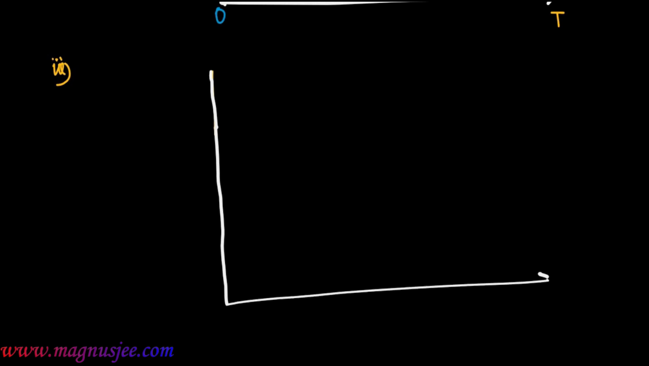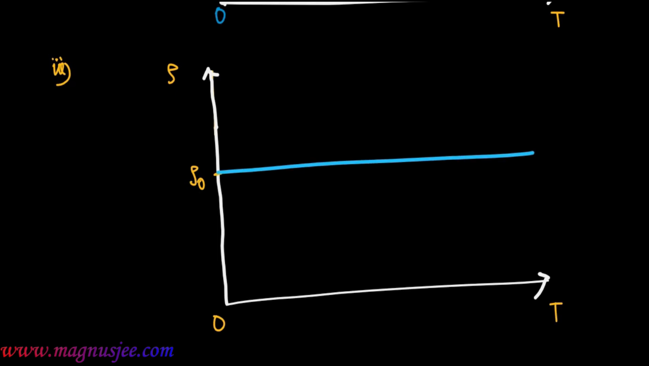Along the x-axis, absolute temperature capital T should be plotted. And number 2, if we plot resistivity versus absolute temperature for certain types of alloys such as manganin, constantan, and eureka, then we get this type of graph. Rho 0 is the resistivity at absolute 0 Kelvin temperature, and this resistivity graph will be parallel to the temperature axis.